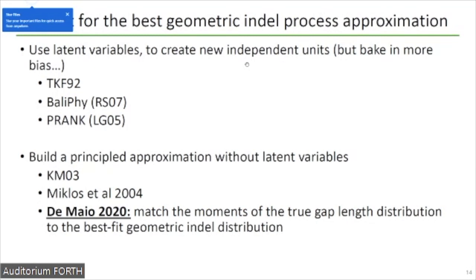We could also have this class of approximations that try to avoid using these latent variables. In particular, we're very interested in this approach from Legend 2024, where we match the moments of the true gap length distribution, which is, as we see in real data sets, maybe not geometrically distributed, even if the instantaneous rate is. And so we try to match the moments of the true gap length to the best fit geometric indel distribution.